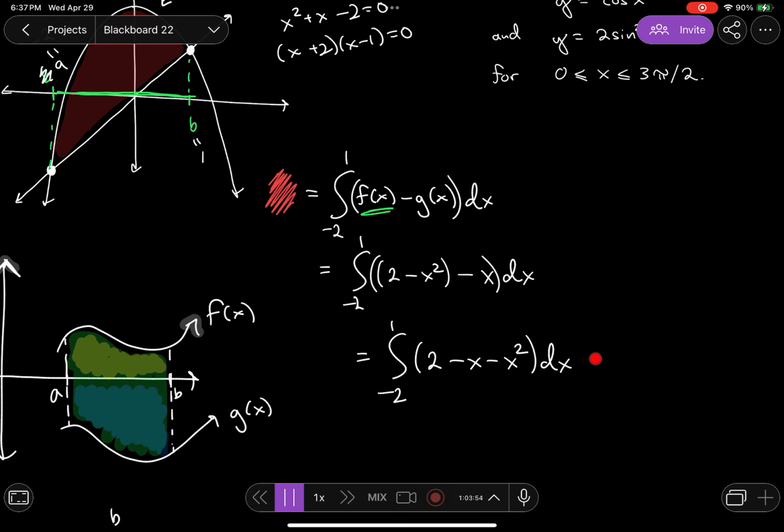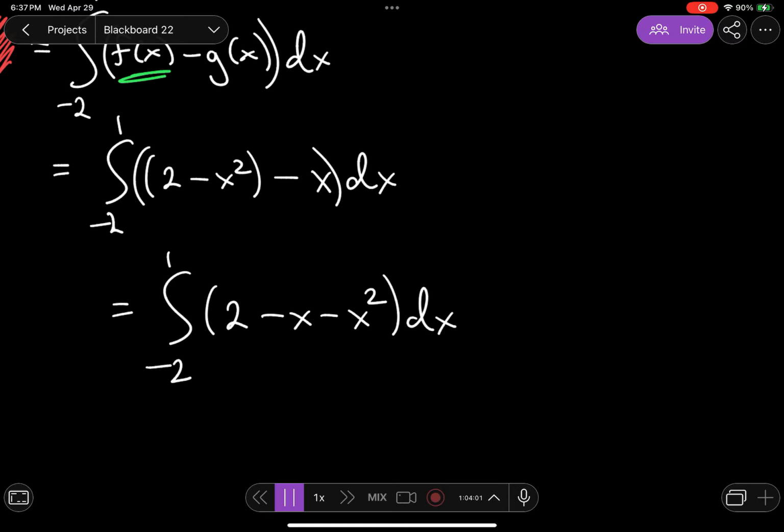And of course, if we actually want to find the area, we would simply compute this integral using the fundamental theorem of calculus. But that's easy enough. I'm going to leave that to you guys. Homework right here. Next question.